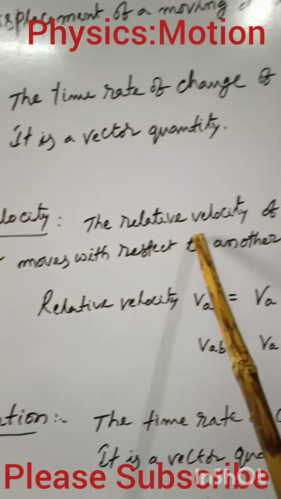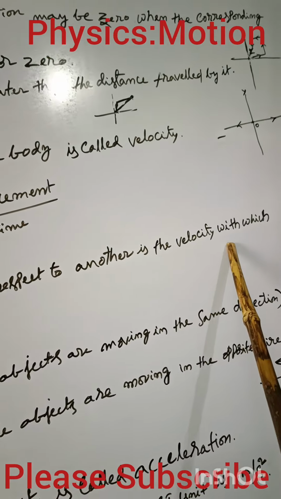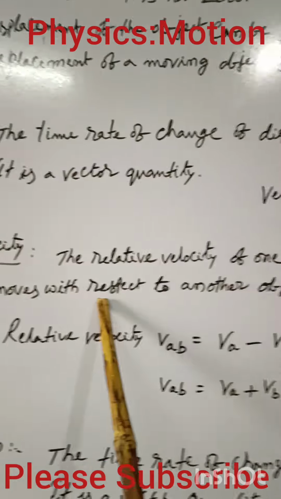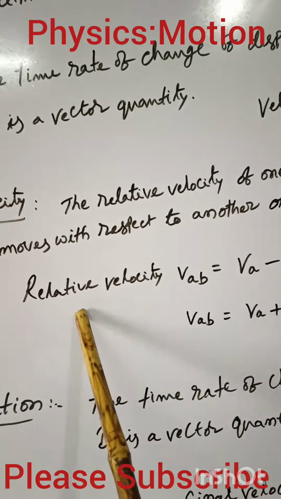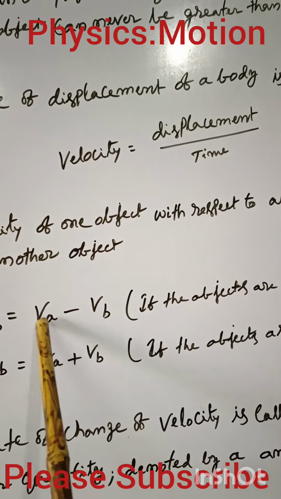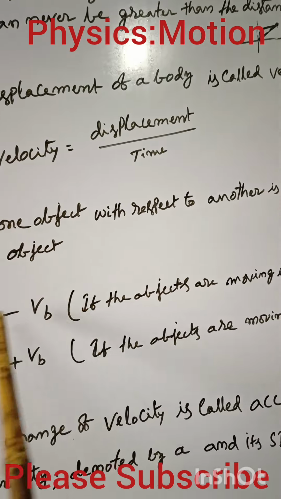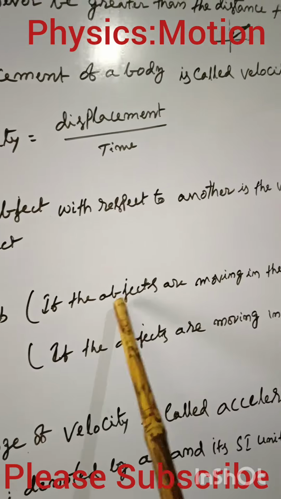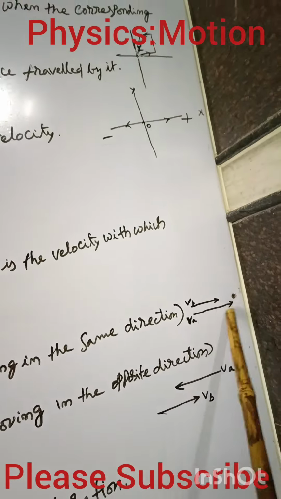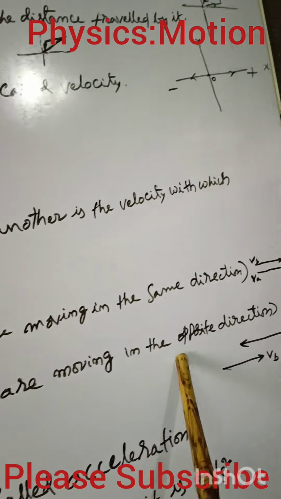Then relative velocity. The relative velocity of one object with respect to another object is the velocity with which one object moves with respect to the other object. So relative velocity VAB is equal to VA minus VB, where VA means velocity of object A and VB velocity of object B. So VA minus VB is the relative velocity if both the objects are moving in the same direction like this. VAB is equal to VA plus VB if the objects are moving in the opposite direction like this.